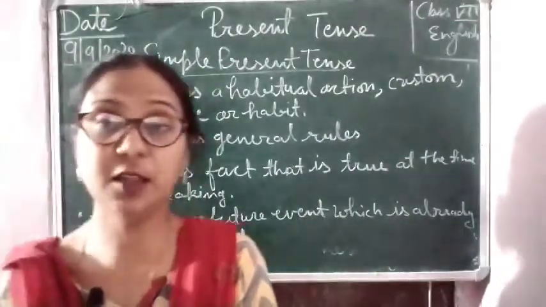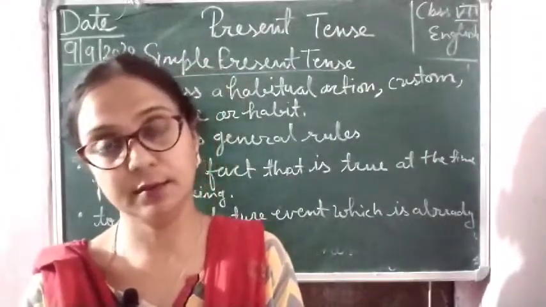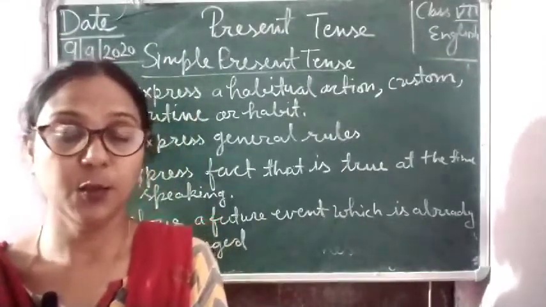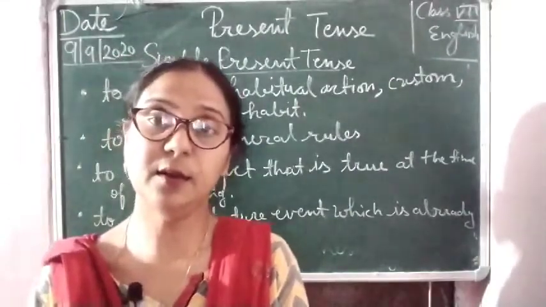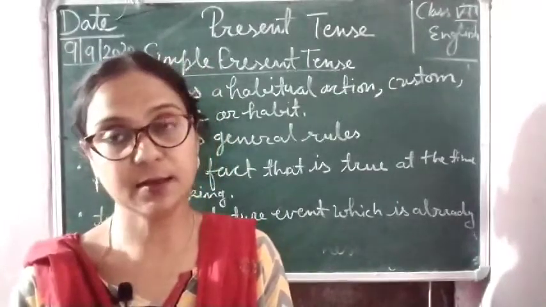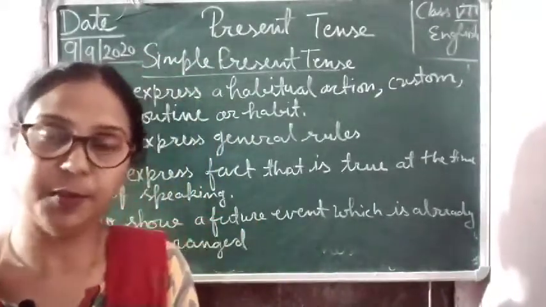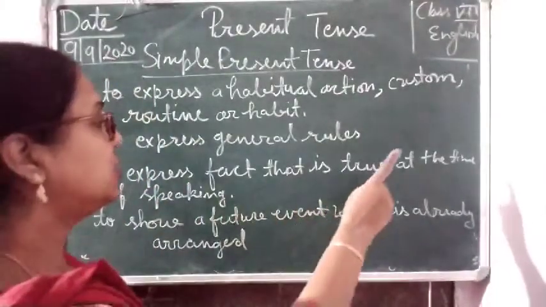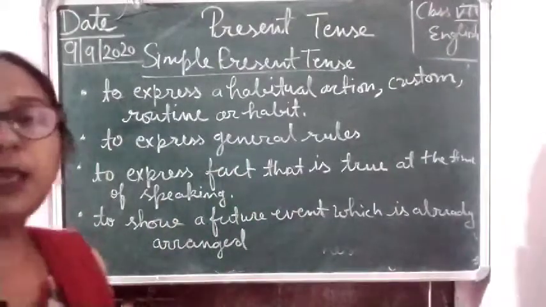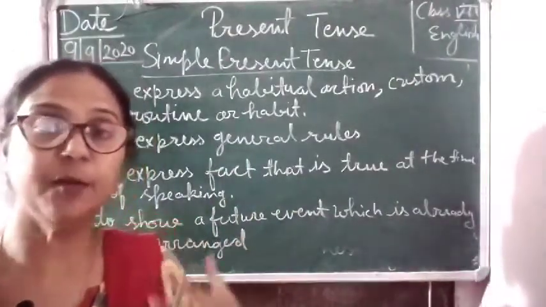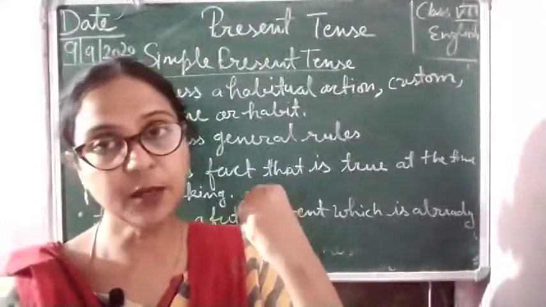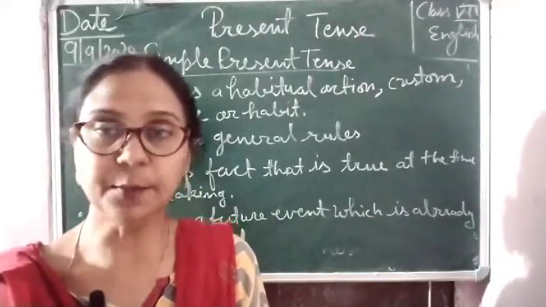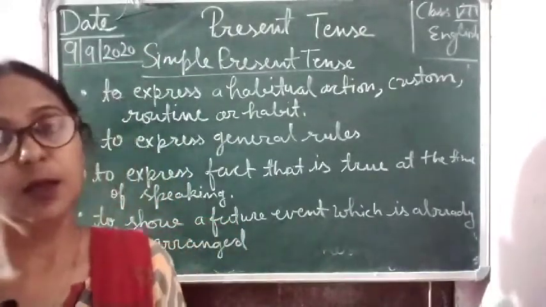The earth revolves around the sun. Revolves, here we have added S to the verb revolve. So it is simple present tense. Now, to express a fact that is true at the time of speaking. So at the time of speaking, whenever we are saying something true, at that time we are supposed to use simple present tense. How? Let's see.